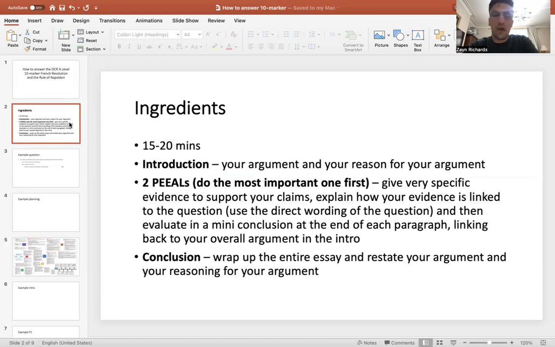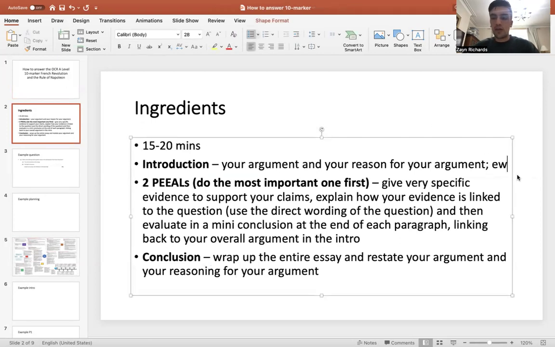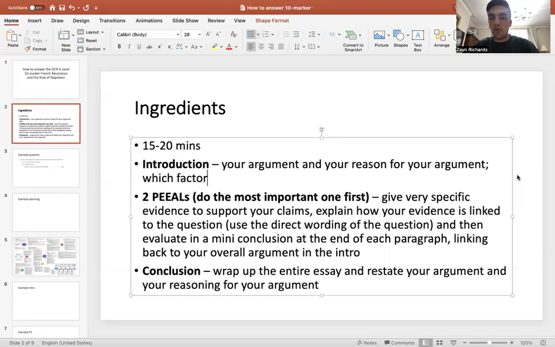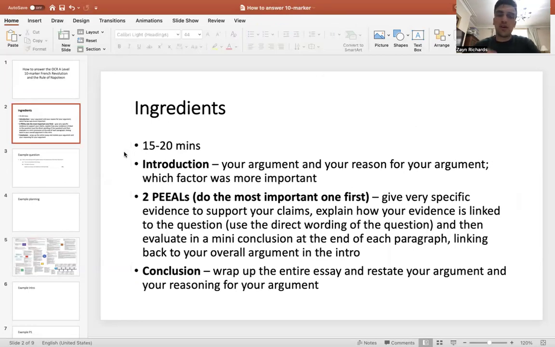the expectations. So first of all, you must start with an introduction. In your introduction, you just outline your argument and your reason for your argument. In particular, you need to be thinking about which factor was more important. So it always says which factor is more important. You say which one you think and you say why. Okay, that's it. It should only be a sentence or two. So when I show you the model that I do in a second, you'll be able to see that.